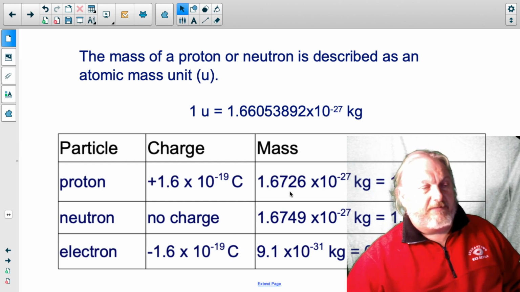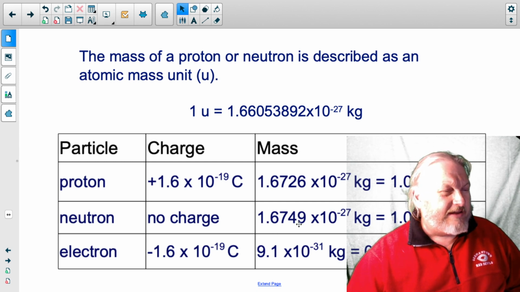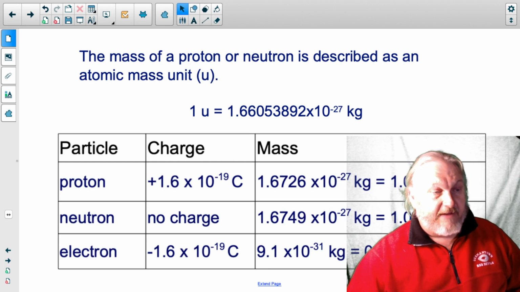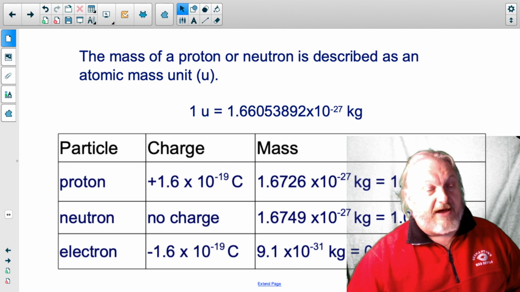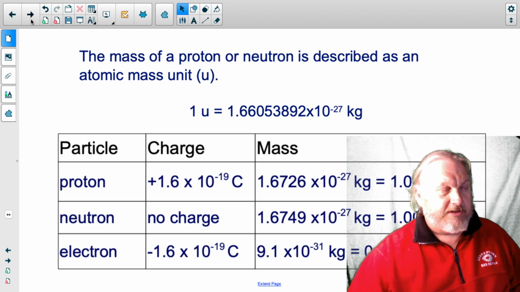The mass of a proton is considered to be 1.0073 AMU, or 1.6726 times 10 to the minus 27th kilograms. A neutron's mass is 1.6749 times 10 to the minus 27 kilograms, so it's slightly heavier than a proton, or 1.087 AMU. The electron is 9.1 times 10 to the minus 31st kilogram, or 0.00055 AMU. You can see it's much smaller.